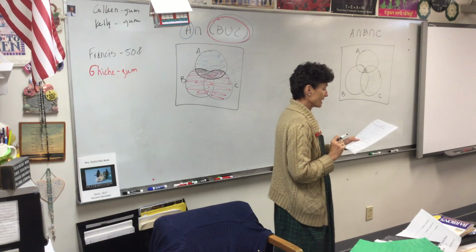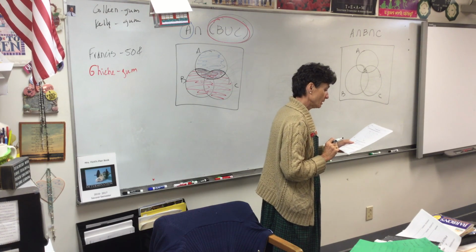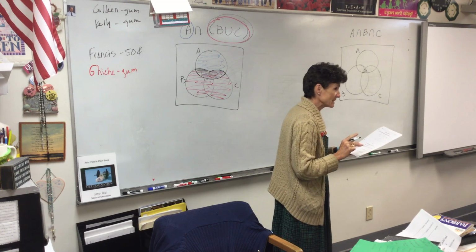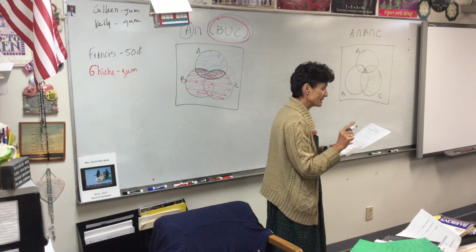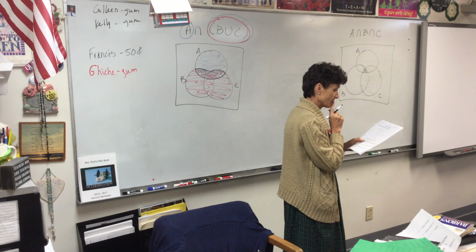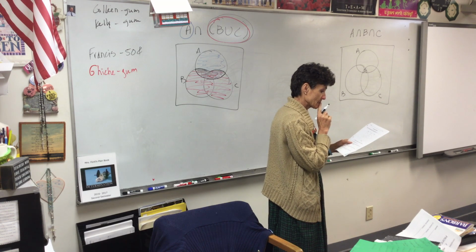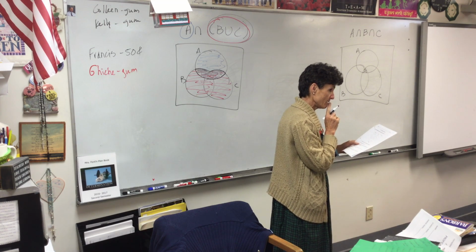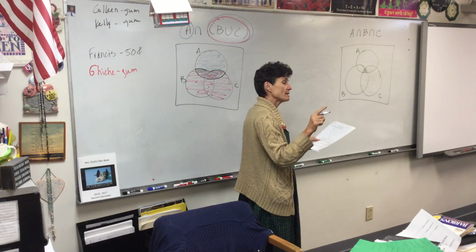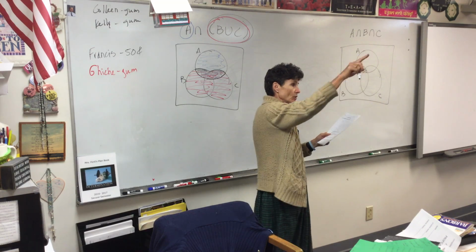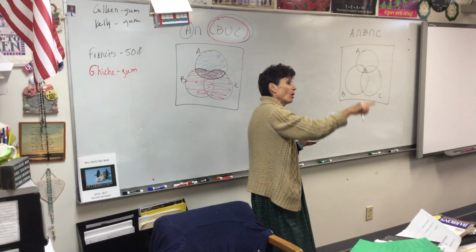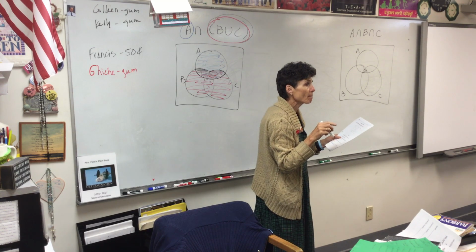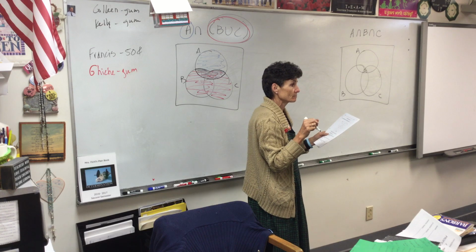All right, next question. How many people like country? The answer is not 17. What's the answer? 33. Country is the bottom circle. How many people are in the bottom circle? You added it up. What did you say? 33.